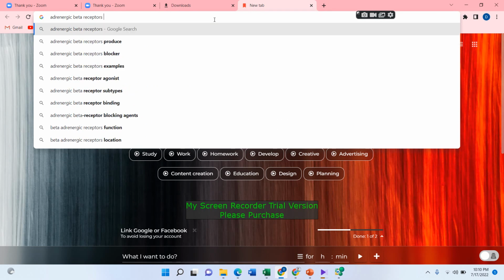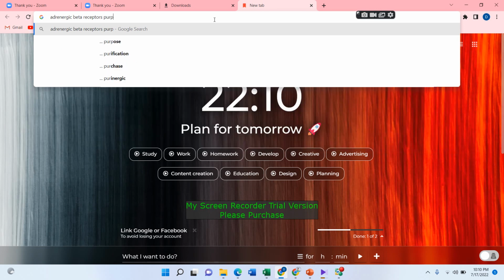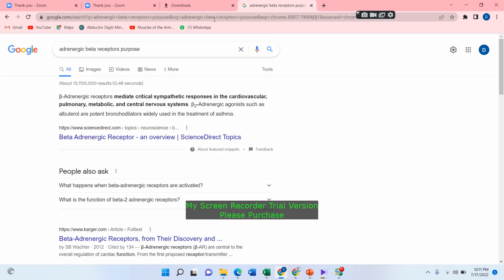What is the purpose of the receptors? Beta-adrenergic receptors mediate critical sympathetic responses in the cardiovascular, pulmonary, metabolic, and central nervous systems. So it just mediates sympathetic responses. The nerves are always sympathetic, in the cardiovascular system, which is our heart, the pulmonary system, which is our lungs, and the metabolic and central nervous systems.